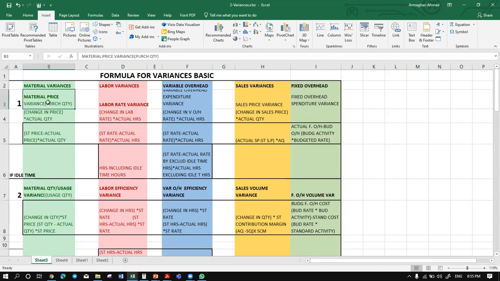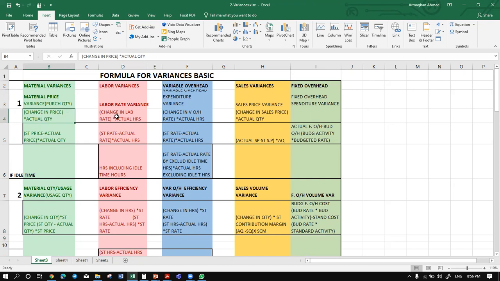Material price variance is the same as labor rate variance. Either you call it labor rate or labor price, it's the same. Variable overhead is also the same, and sales price variance is also the same. The formula is the same for all four. Let me tell you how. If I tell you material price variance, the variance will come from the change in the price multiplied by actual quantity. Change in the material price into actual quantity.